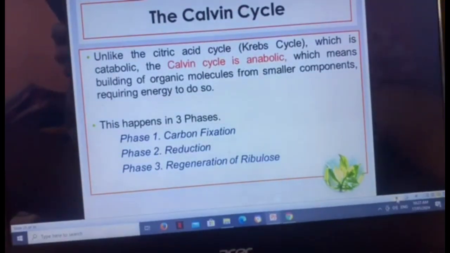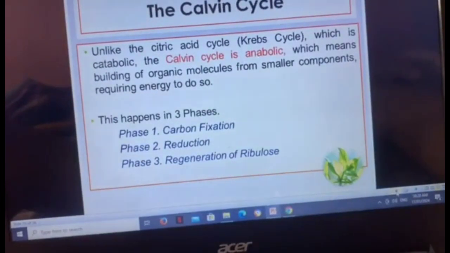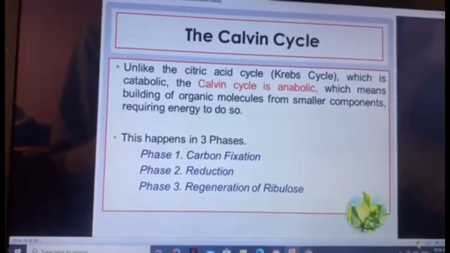Phase 2 is reduction. Reduction, in a chemical and biological context, refers to the gain of electrons or the decrease of oxidation state of an atom, ion, or molecule. It is the opposite process of oxidation. During reduction, electrons are added to a substance, leading to a reduction in positive charge or an increase in negative charge. Proceeding to phase 3, which is regeneration of ribulose. Regeneration of ribulose is a crucial step in the Calvin cycle during photosynthesis. So that's all about the Calvin cycle.